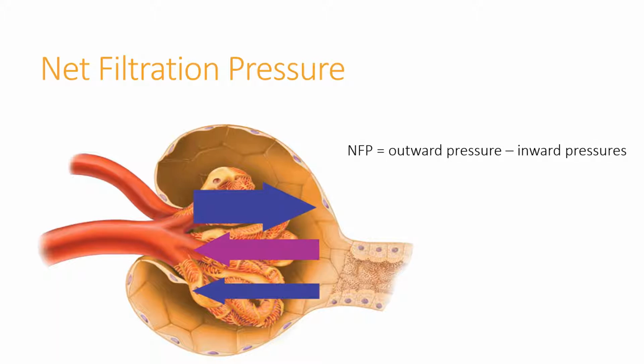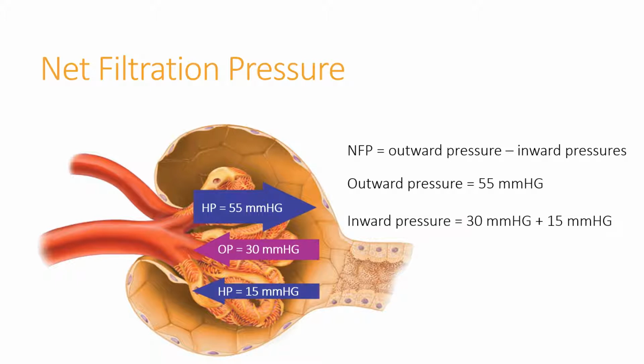Our net filtration pressure, that is, the measure of how much material gets pushed out of the blood at the glomerulus, can be calculated by taking the outward hydrostatic pressure and subtracting the combination of these inward pressures of the colloid osmotic and the Bowman's hydrostatic pressure. Our outward pressure in the capillary bed should be somewhere around 55 millimeters of mercury, whereas the inward pressure, the combination of colloid osmotic pressure and hydrostatic pressure of the Bowman's capsule, should only be about 45 millimeters of mercury. That means that our net filtration pressure that's trying to push material out of the blood at the glomerulus is only 10 millimeters of mercury.